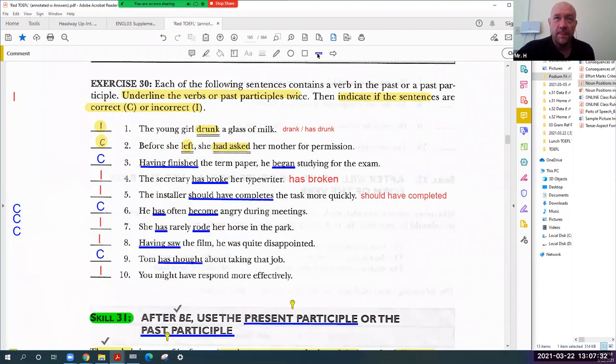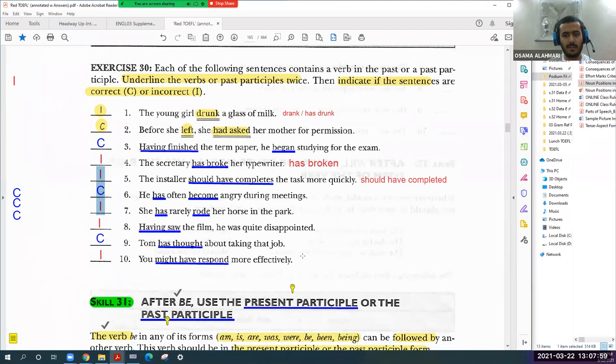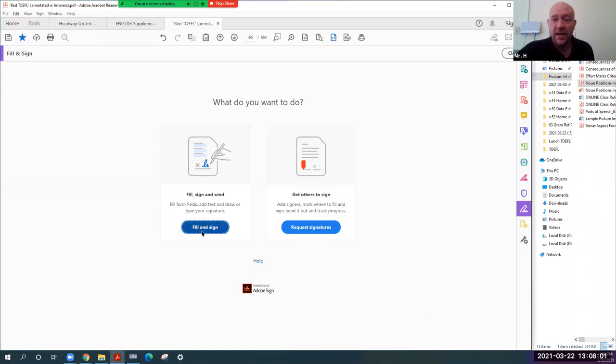All right, Osama Alamari. How about the last one? Incorrect. Okay. Where do I put the line? Might and all of this, right? Yes. And what's the problem? Respond. Okay. So it should be what? Have responded. Correct. We want verb three, don't we? Yeah. Verb three in this example is responded.